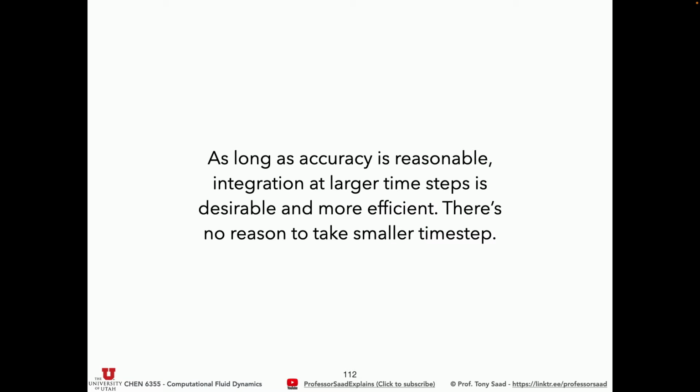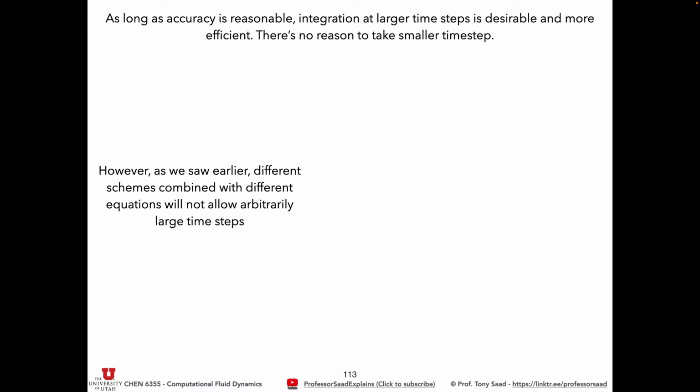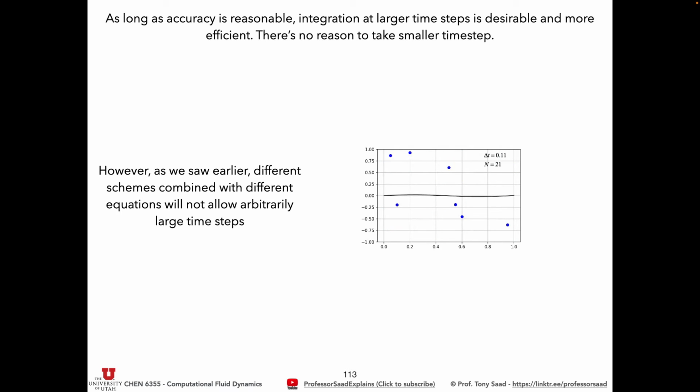Okay, as long as accuracy is reasonable, then integration at larger time steps is desirable and more efficient, right? So if you're happy with your accuracy, just move on with life. There's no reason to take smaller time steps. However, as we saw earlier, with different schemes combined with different equations, you can't just take arbitrarily large time steps, especially for explicit methods. Explicit methods are nice, easy to implement, they're efficient, they're highly parallelizable on big supercomputers, they're scalable, but they suffer from time step limitations. So you cannot take an arbitrarily large time step.